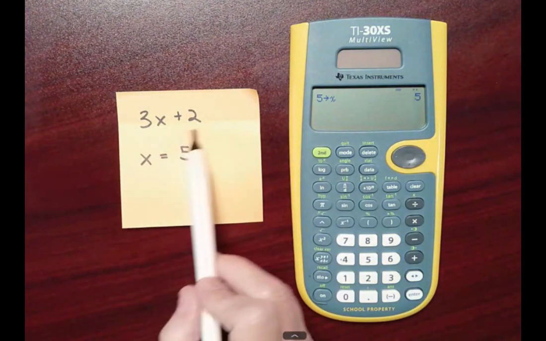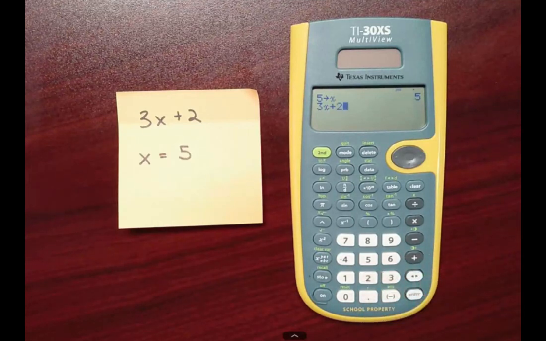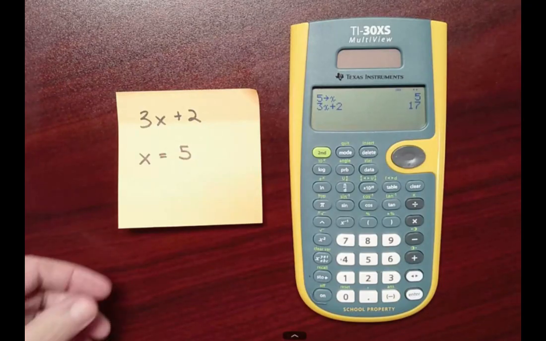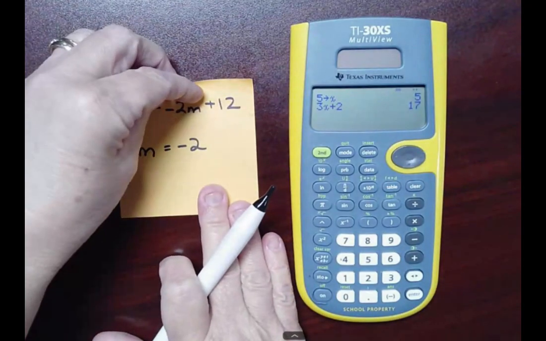Now we're going to type in our problem, 3x plus 2. And the calculator is going to substitute 5 in for the X, do 3 times 5 plus 2, and tell me the answer is 17. And as I mentioned, this problem is easy enough you might not need the calculator to do this. But I can use this same store button with the variable for more complicated problems, like this one.